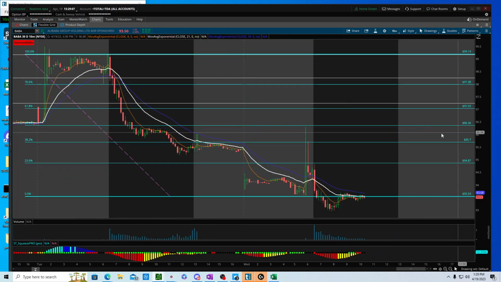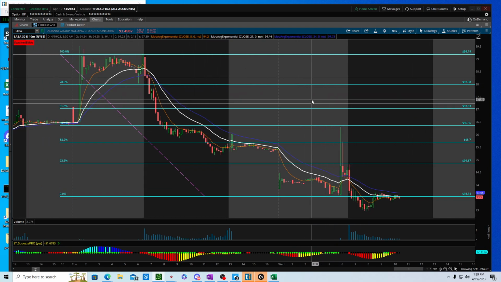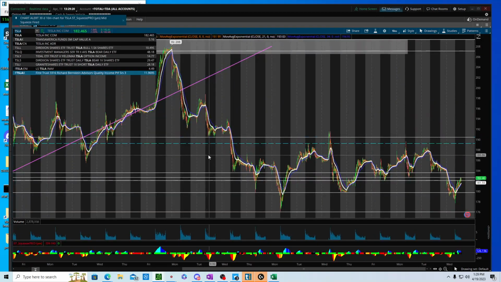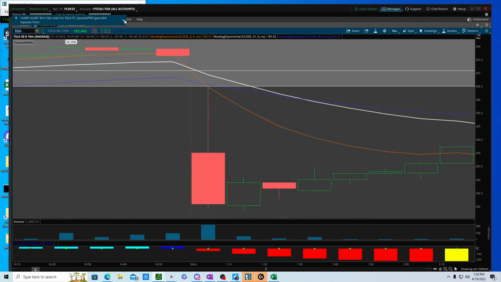And see how Baba almost popped back up to the zone in pre-market, but that would have been nice if it did at the open up to here. Even though, like I always say, Baba can be crazy. Tesla was the one that was really good. Look at this. Tesla was really good. It just fell too much during the pre-market.